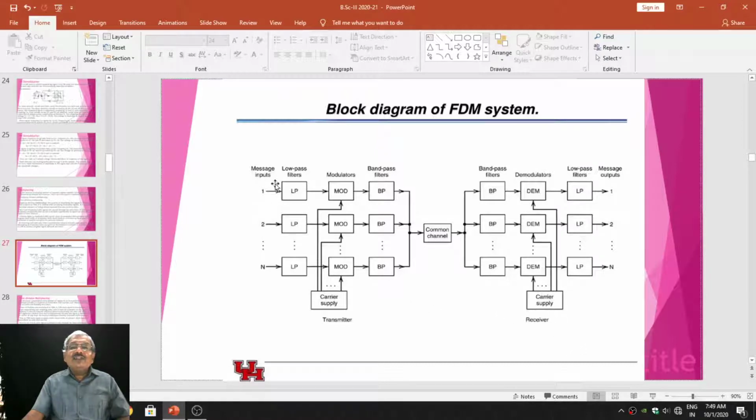So for each and every channel, the message input, means the modulating signal to be transmitted, is passed through the low pass filter, modulator and band pass filter. When it arrives at the common channel, if suppose the message from channel number 1 is to be passed, it passes through the common channel and it is given only to channel number 1 via band pass filter, demodulator and low pass filter. Means when a message from channel number 1 is given to the common channel, it is received only by channel number 1.